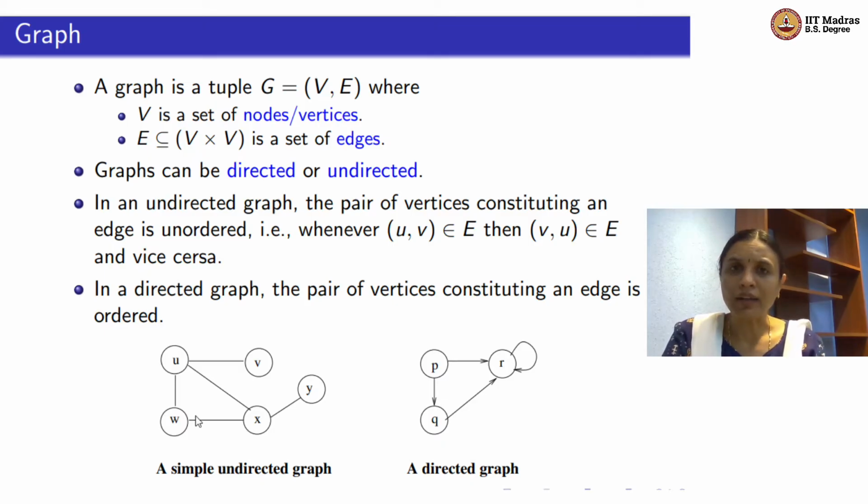In an undirected graph, edges represent an unordered pair of vertices. So, for example, if I take this graph on the left, there is an edge from U to V. It could be interpreted as the edge from U to V or the edge from V back to U. It does not matter. Whereas here on the directed graph, if I say there is an edge from P to R, it is unidirectional. The direction is from P to R. Is this clear? So, the edge is ordered in a directed graph, has a direction. The edge is unordered in an undirected graph, has no direction.